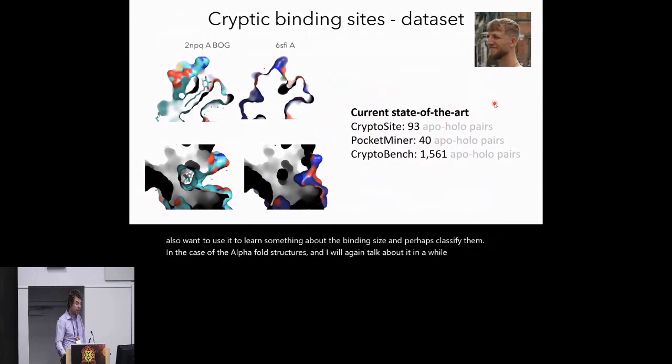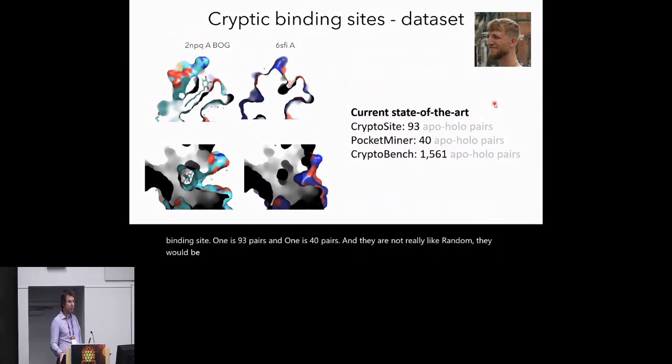So this is the thing with the cryptic binding sites. Here we don't really intend so much to build a better tool, although we will try to do that, but our main idea was to expand the data sets. And you've seen this today. There are two data sets for cryptic binding sites. One is 93 pairs and one is 40 pairs. And they are not really random. There would still be similar proteins in between them.